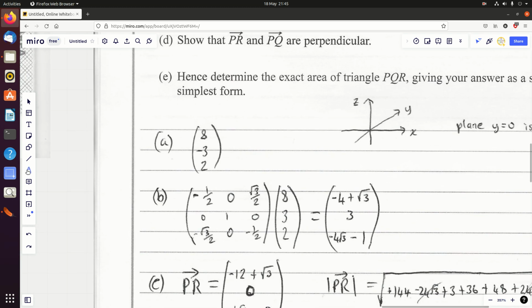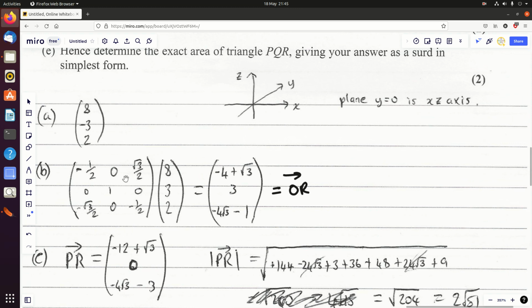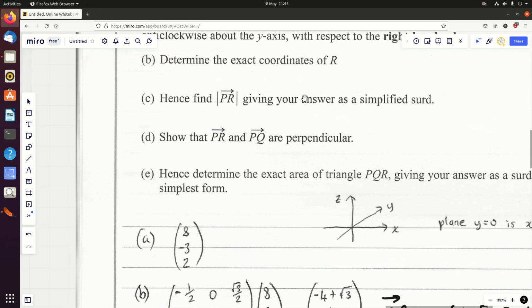I probably should have labelled that as equals OR. That's the vector to get to OR, but the coordinates are obviously just that vector on its side. It's a position vector. But if I was being really paranoid in an exam, I would be, just in case the nasty examiner wants to take a mark off me here. There you go. There it is as a coordinate. Now leave me alone.